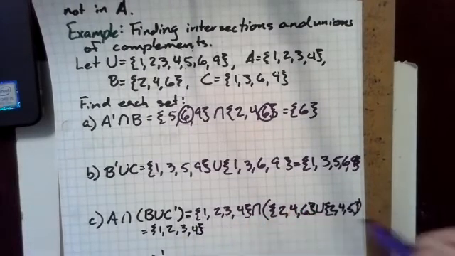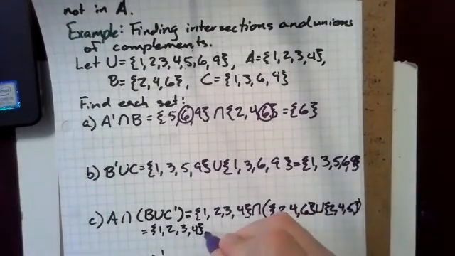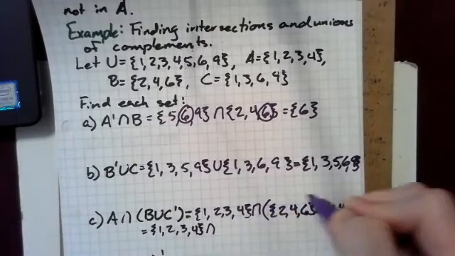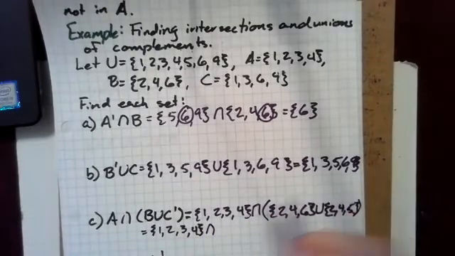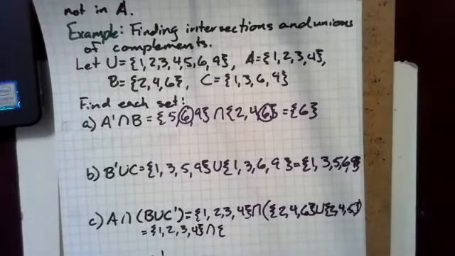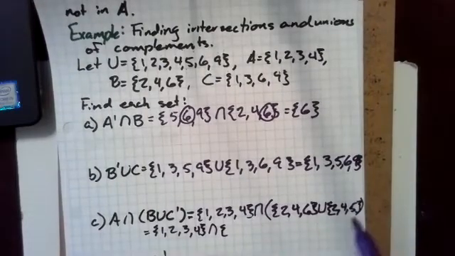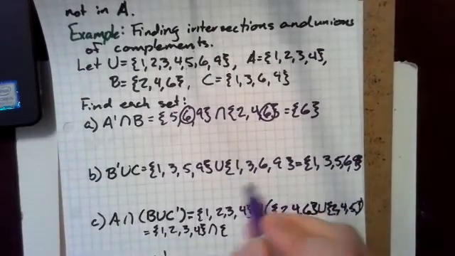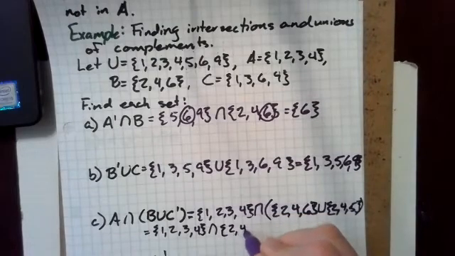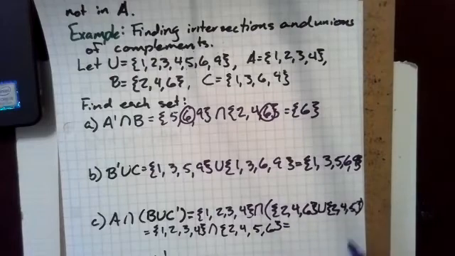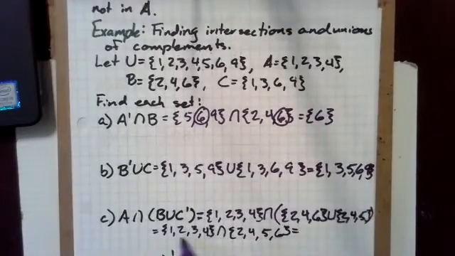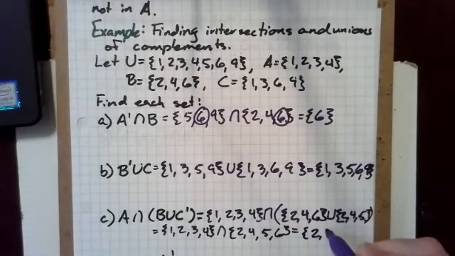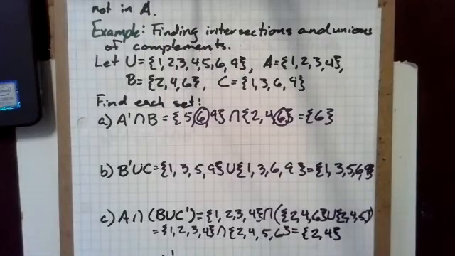Okay, so now we take our A, 1, 2, 3, 4, and we're intersecting that with this union, which is going to be the set of 2, 4, 5, and 6. So we're taking the intersection of these two sets. So we find every element that's in both of them. That's just going to be 2 and 4. So this is the set of 2 and 4.